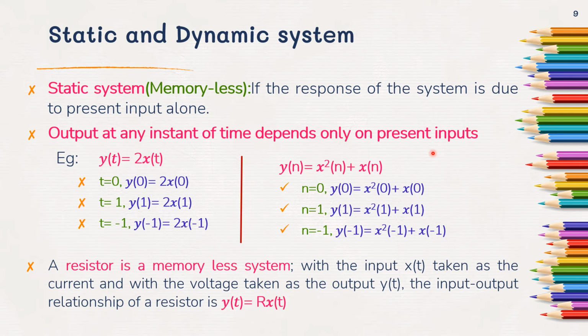And the best example for a static system is nothing but a resistor. Resistor itself is a memoryless system where the input x of t is taken as the current and the voltage is taken as the output. Yes or not? So V is equal to IR.